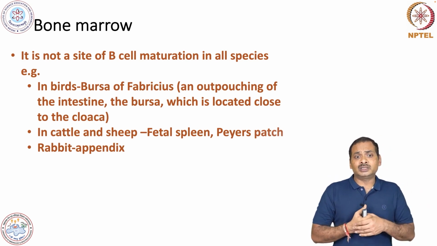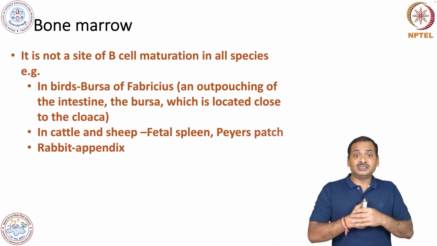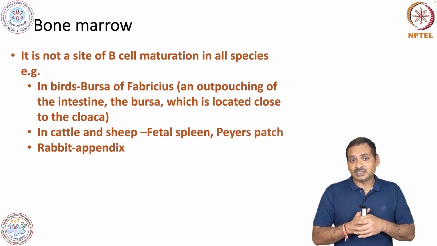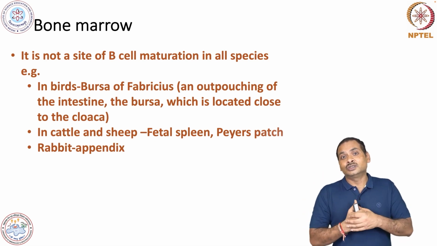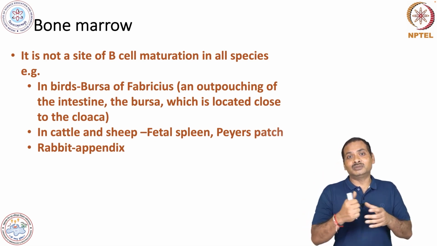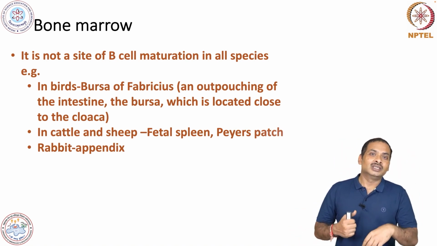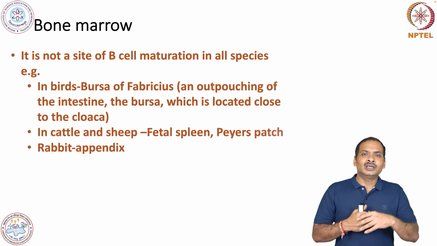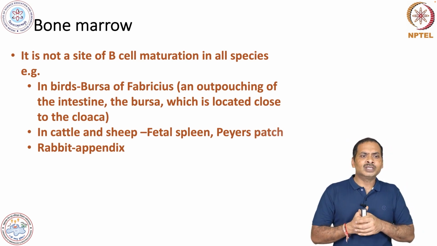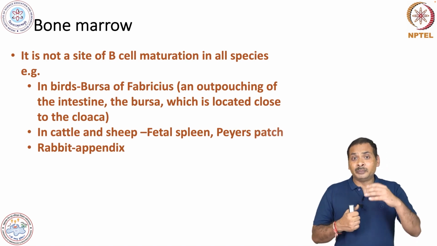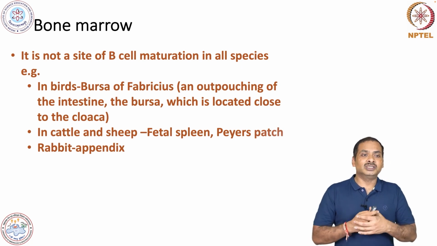In cattle and sheep, the spleen is the key site for the development of B cells, and Peyer's patches are also a site for the development of B cells. In humans also, at a later stage, when the bone marrow is not so functional or not so active, the mucosal associated lymphoid organs are basically making the B cells. In mucosal associated lymphoid tissues, the Peyer's patch comes. In rabbit, this is the appendix. The appendix is a site for B cell development or generation of B cells.